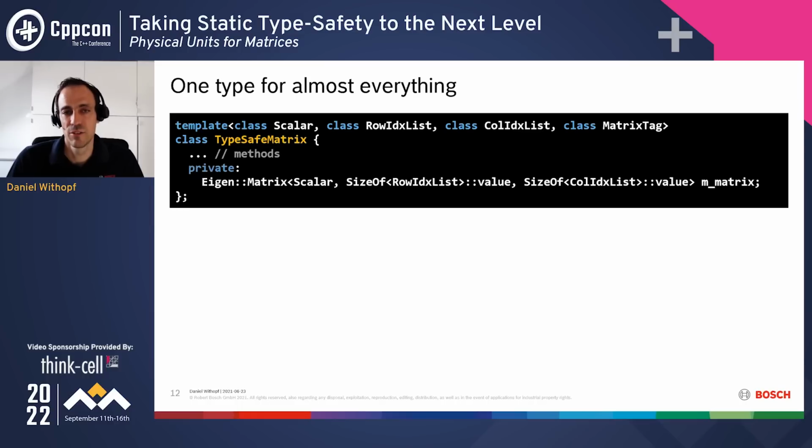The second argument is the row index list. So simply a type list that contains the indices that I showed on the previous slide. And the third argument is the column index list. So again, a list of indices that describe the columns in such a matrix. And the last template argument, fairly important, is a matrix tag. And this matrix tag is used to distinguish between different types of vectors and matrices. So for example, we distinguish between covariance matrices, as I said, Jacobian matrices, there are information matrices, different kinds of vectors. I will later on show the full taxonomy of all different types.